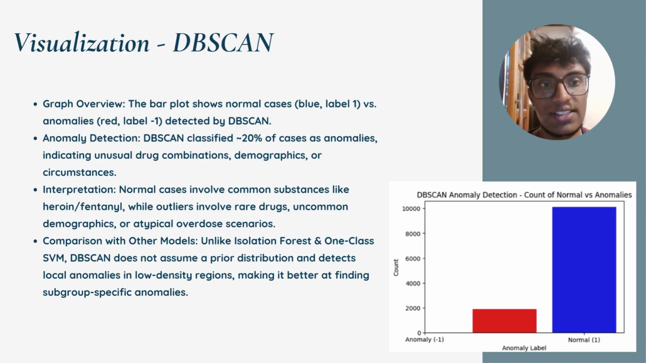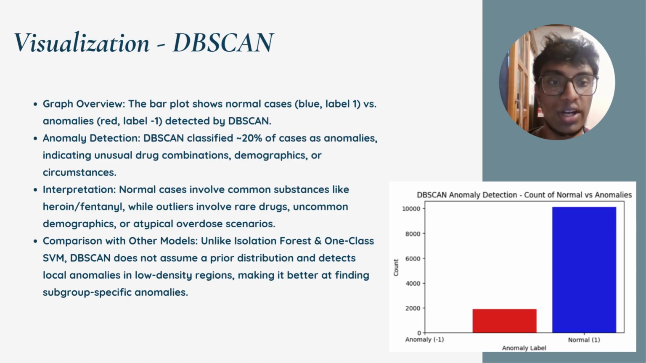Other contributing factors include demographic outliers, such as overdoses occurring in age groups or racial groups that are underrepresented in the data set, and environmental factors like overdoses appearing in unexpected locations. These anomalies could signal emerging drug trends, new synthetic substances, or unique overdose scenarios, warranting further investigation.